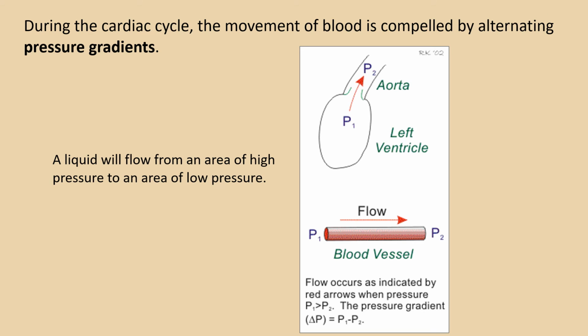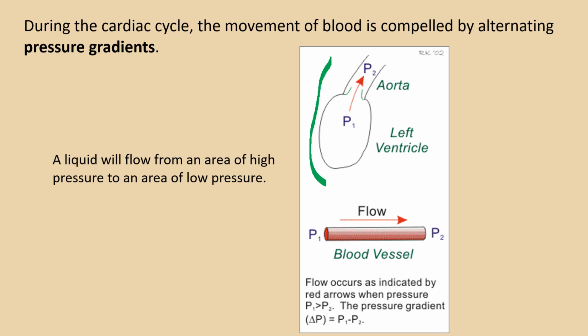And so if we look at this very simple diagram of the left ventricle, the aortic semilunar valve, and the aorta, we see that there are two different pressures shown there. Pressure 1 is inside the left ventricle, and pressure 2 is the pressure inside the aorta. And in order to get blood to move out of the ventricle and into the aorta, we need to establish a pressure gradient. So during ventricular systole, as the walls of the ventricle contract, they increase P1, and only when P1 is higher than P2 will blood leave the ventricle and enter the aorta.